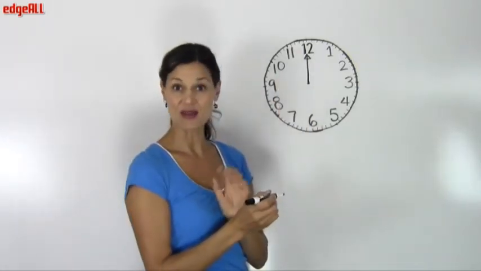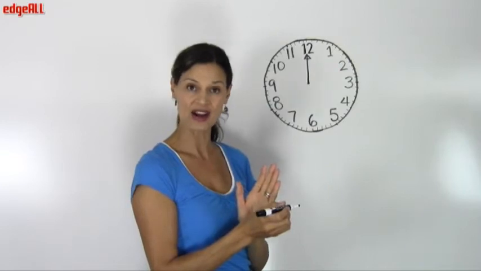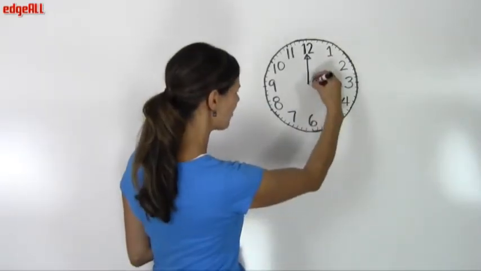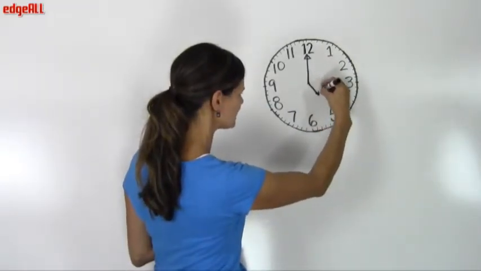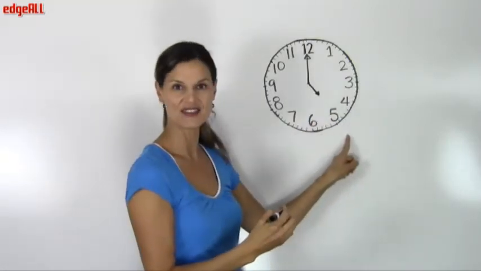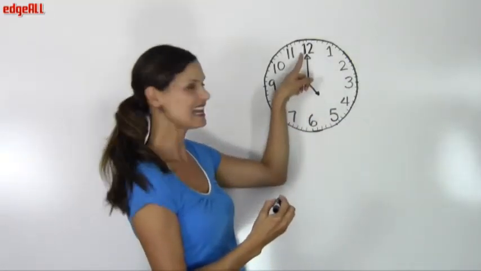And like we saw before when we were talking about the hour hand, the shorter hour hand would be pointing straight at the 5. So at the beginning of each hour, at the start of the hour, the minute hand always points straight up to the 12.